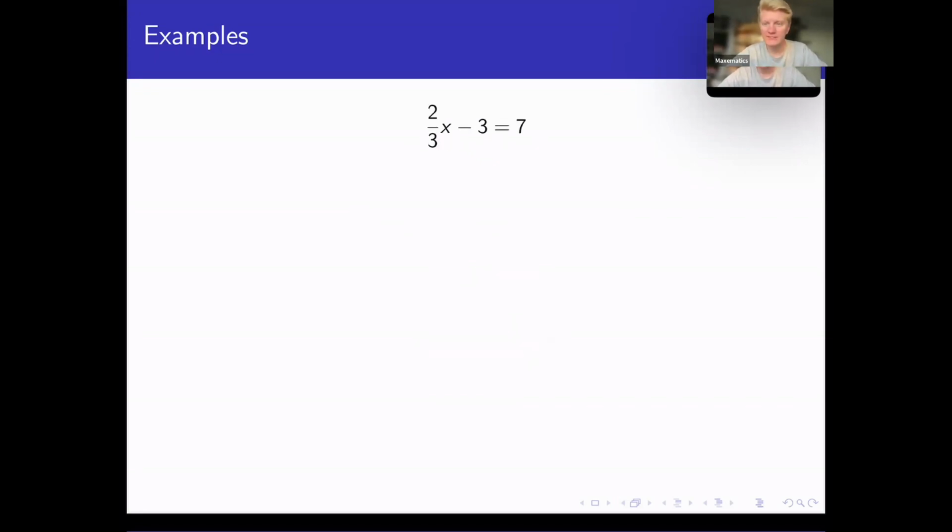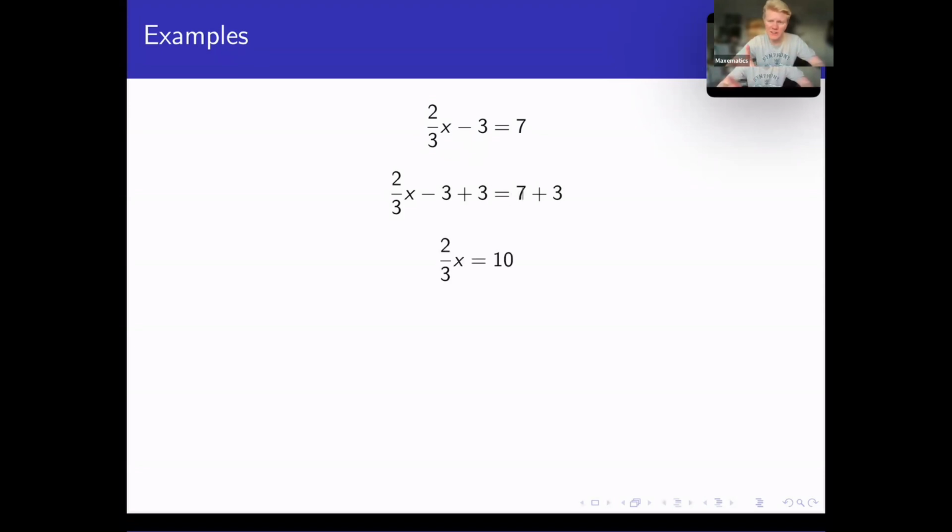2/3 x minus 3 equals 7. Okay, well, we have 2/3 times x minus 3. We need to get rid of minus 3 to get the 2/3 x by itself first. How do we undo minus 3? We undo minus 3 by adding 3 to both sides. Minus 3 plus 3 is nothing. 7 plus 3 is 10.